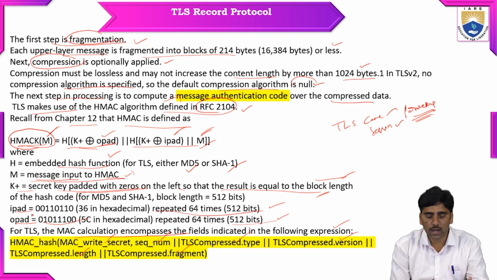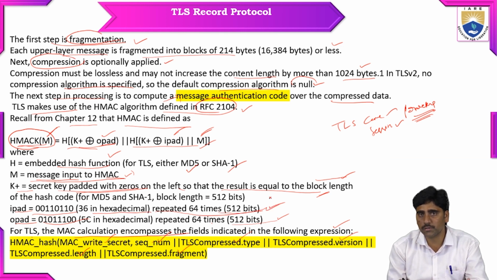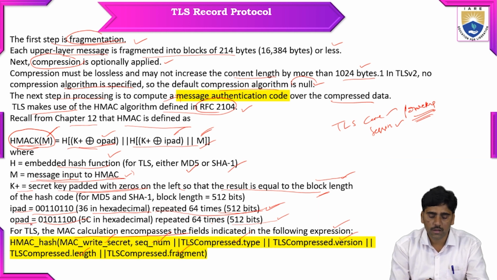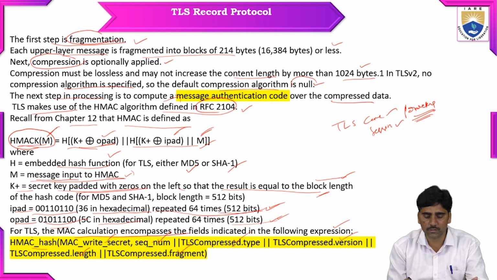So here the input pad, IPAD, equals 00110110, which is 36 hexadecimal, repeated 64 times. And similarly, OPAD, the output pad, is 5C hexadecimal, repeated 64 times, 512 bits. And here the hash function MAC calculation encompasses the fields indicated in the following expressions.